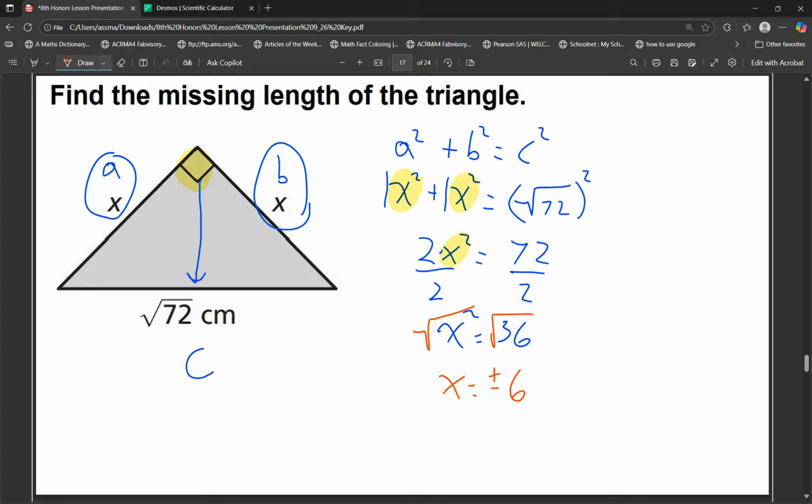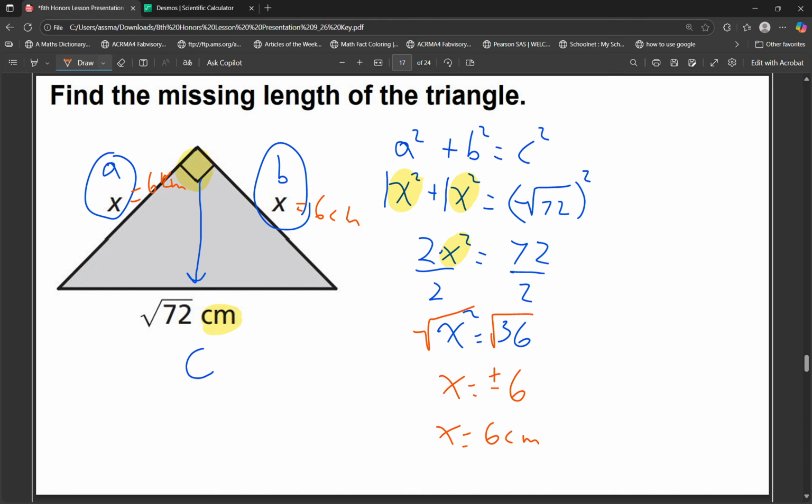Okay? But again, look at the context. Right here, they're talking about distance, centimeters. So I'm only going to accept the positive answer, because that will make the most sense. So I have here x is equal to 6 centimeters, which is kind of cool. That means that this side here is 6 centimeters. And also this side over here is 6 centimeters.